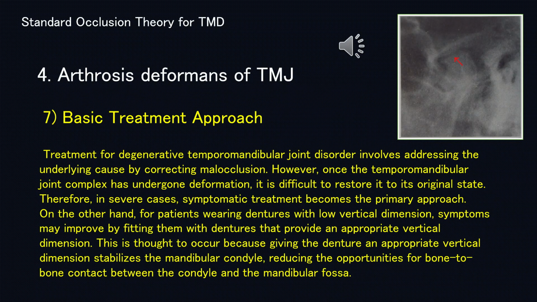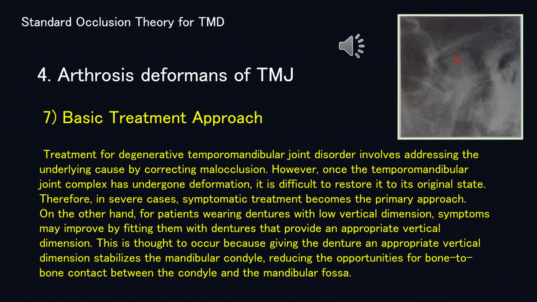7. Basic treatment approach. Treatment for degenerative temporomandibular joint disorder involves addressing the underlying cause by correcting malocclusion. However, once the temporomandibular joint complex has undergone deformation, it is difficult to restore it to its original state. Therefore, in severe cases, symptomatic treatment becomes the primary approach.